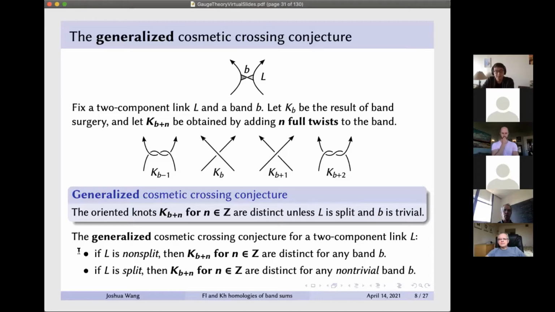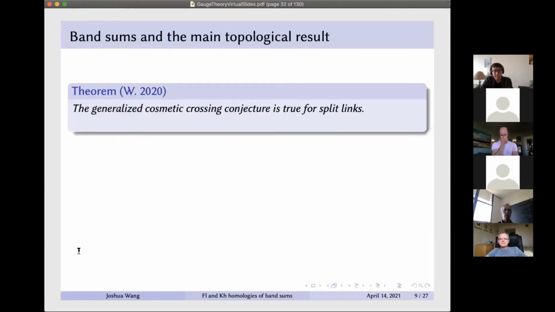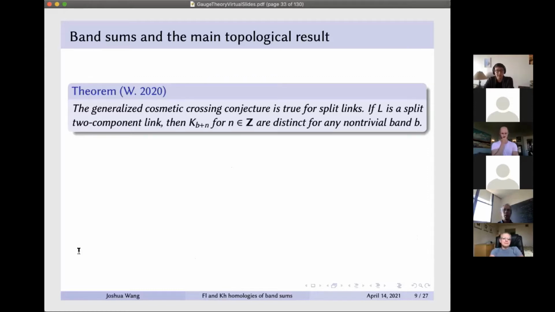Okay, so let me state my main topological result right up front. And that's that the generalized cosmetic crossing conjecture is true for split links. And stated explicitly, it says that if you take a split two-component link, you take any non-trivial band B, then the knots KB plus N are all distinct. And this is the result I'd like to talk to you about today.